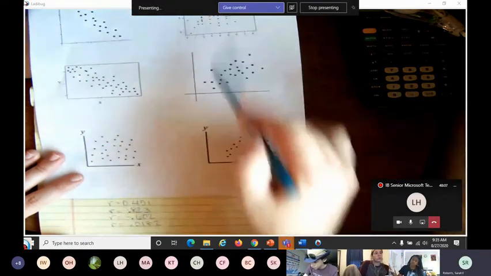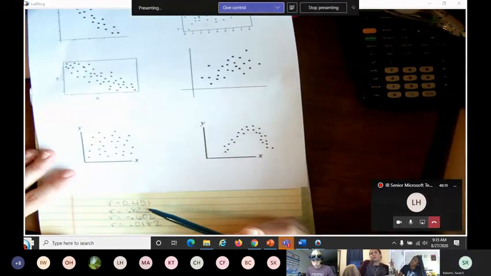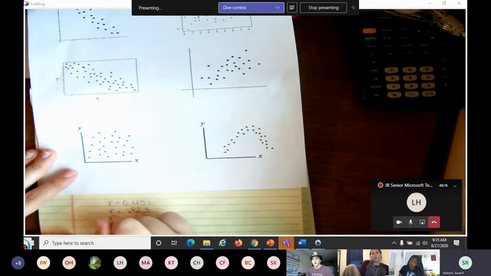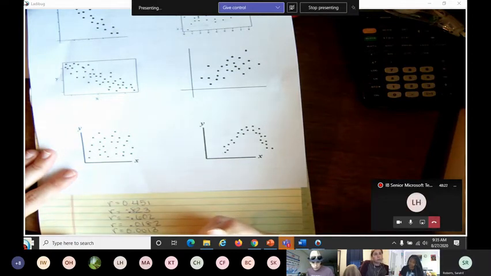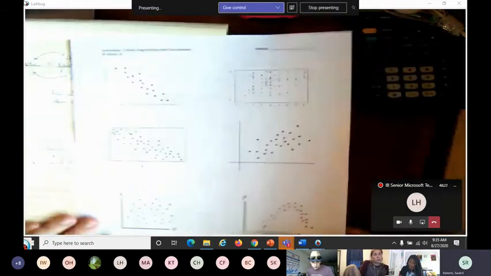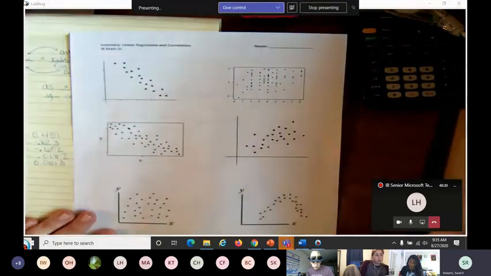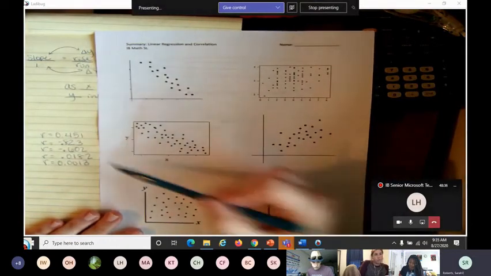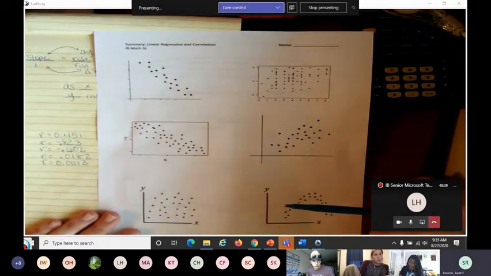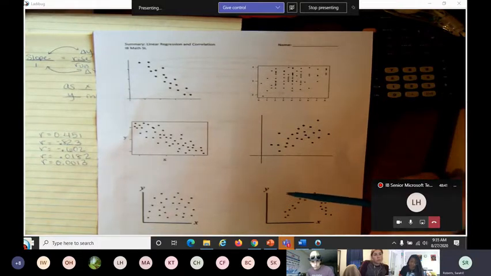And I think how many graphs do we have? 1, 2, 3, 4, 5, 6. Okay, so let's try to match these R values. Notice first that I have listed 5 R values for you guys, but we have 6 graphs. So these R values are specifically for linear regression. That's what I'm trying to say.